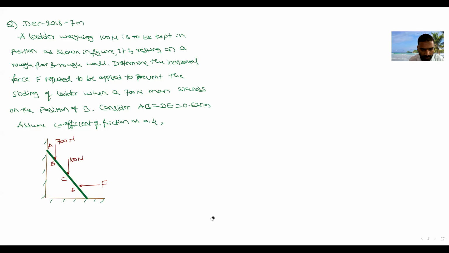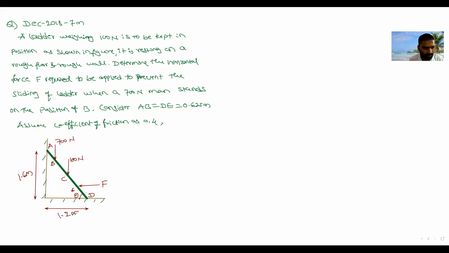This is point D. He has not given the value of theta; you have to find it out. But he has given the horizontal distance and the vertical distance: this is 1.6 meter and this is 1.2 meter.